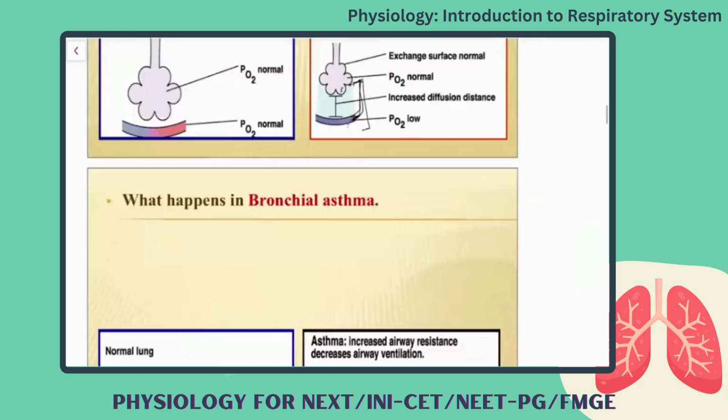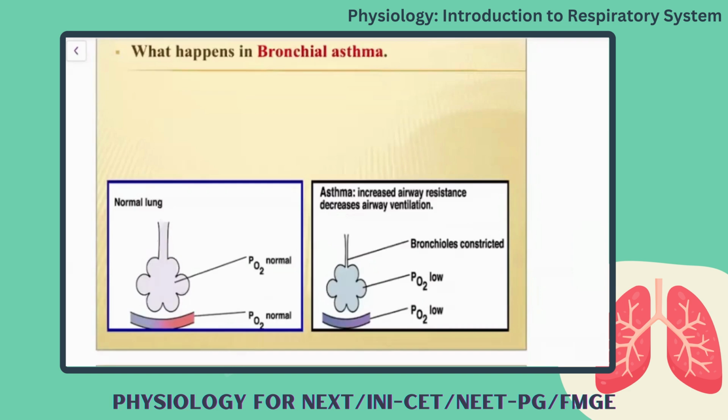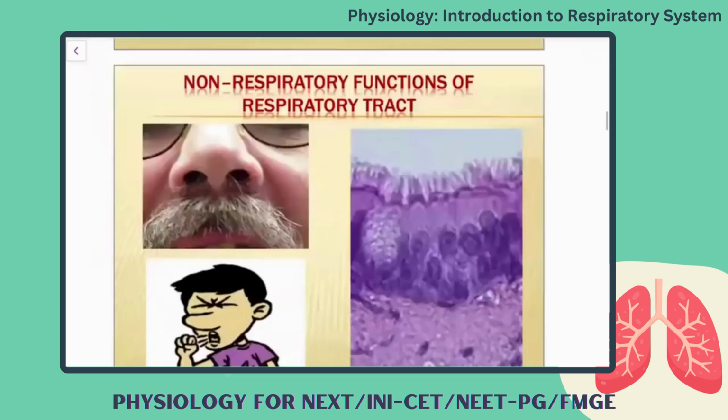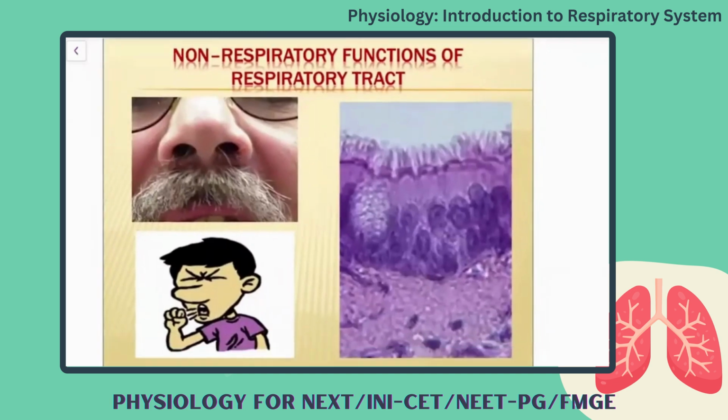And in case of bronchial asthma, this is not involved with the respiratory membrane, but see here, this is the normal lung, and here there is constriction in the lumen of the bronchioles. So the amount of air entering the bronchiole itself is less. In the same way, the amount of air going out of the lungs through the bronchioles will also be decreased. So that leads to a decrease in the rate of diffusion in gas exchange. We are going to study the respiratory functions in detail.